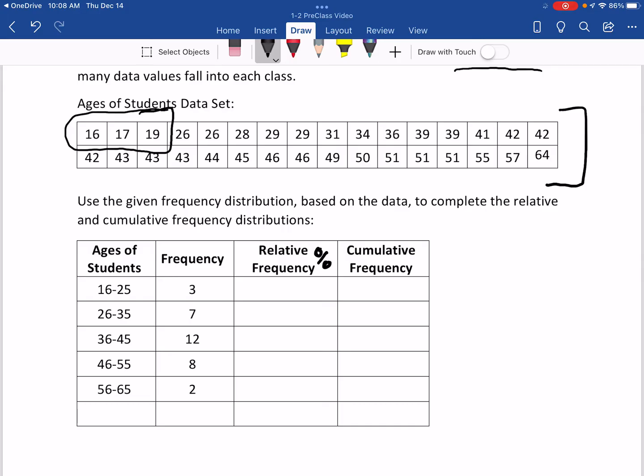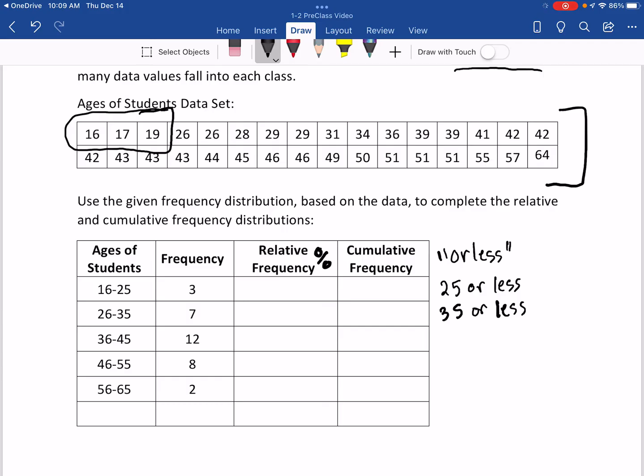The next one is a cumulative frequency, and that's like thinking "that much or less." So in the first group, it's how many students are 25 or less. In the second group, how many students are 35 or less. Oh, I see what you're doing. You're using the highest number in the class, like 26 to 35.